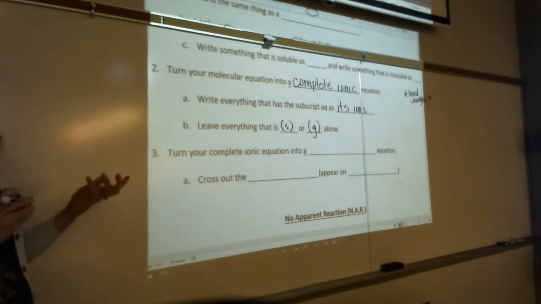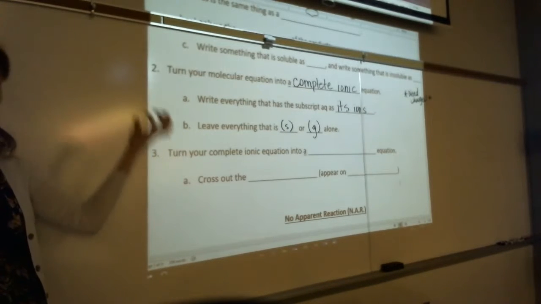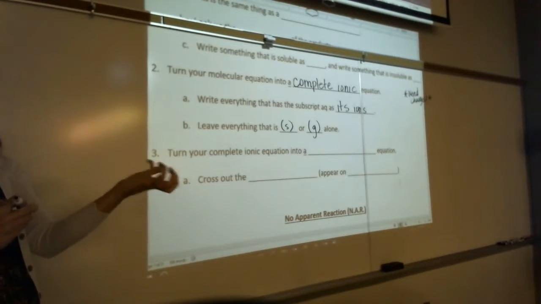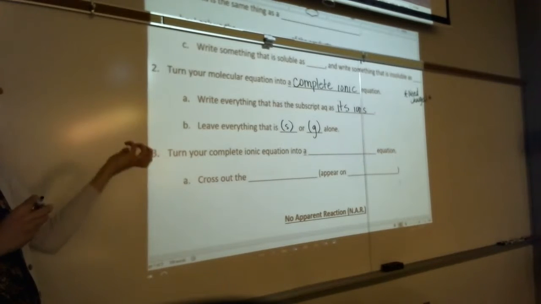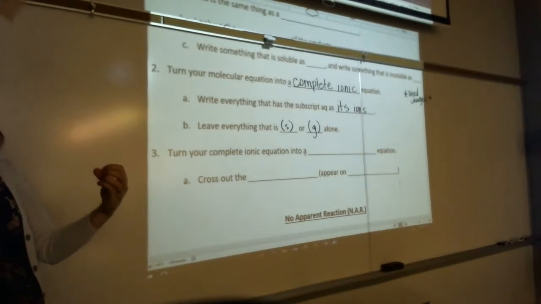Because if it's a solid, that means it's sitting there at the bottom of your beaker. It's not dissociated. It's just sitting there, right? That means it's a precipitate. It's sitting at the bottom of your beaker as a chunk. Or if it's a gas, it bubbled out. Right?